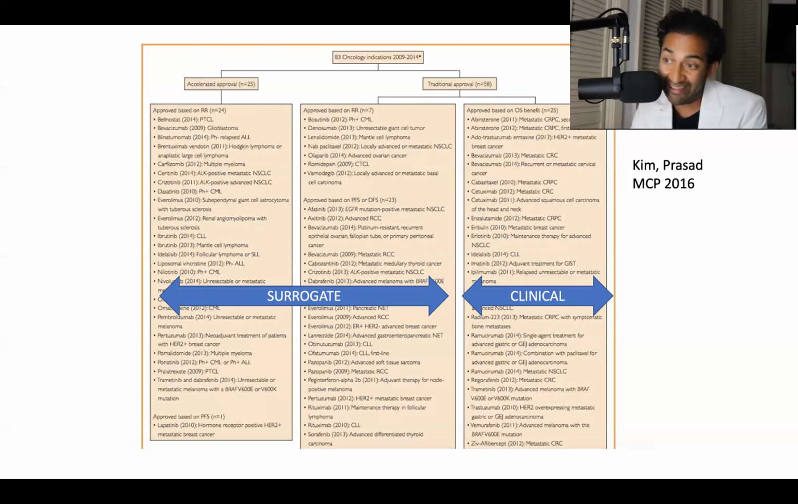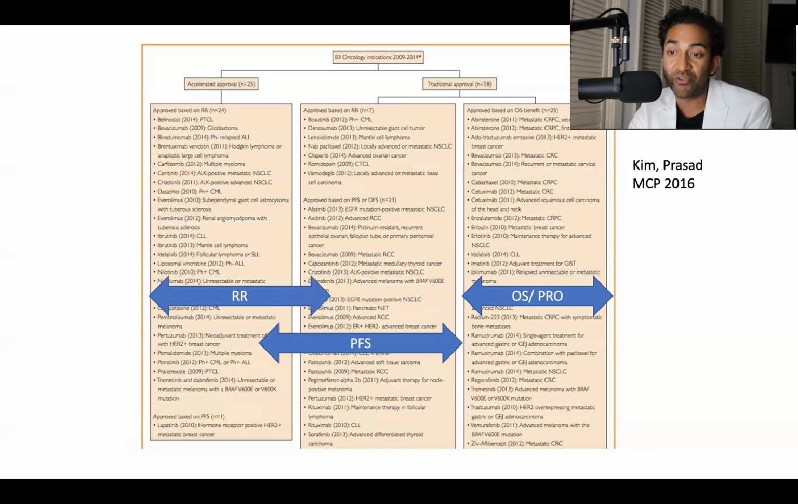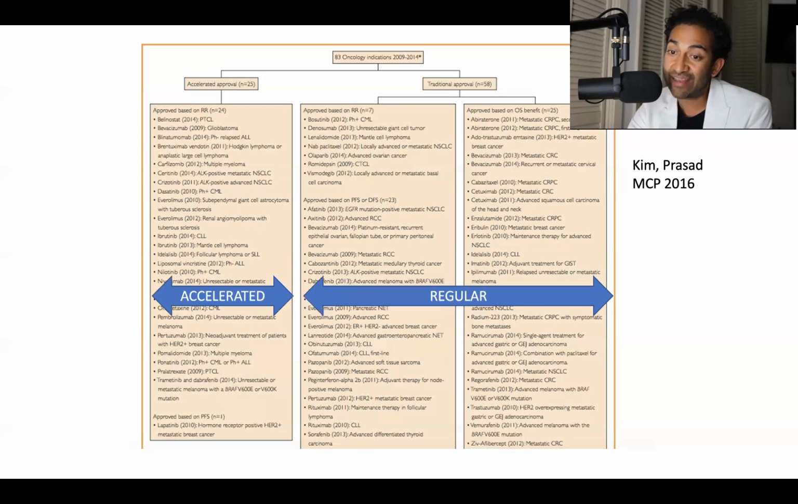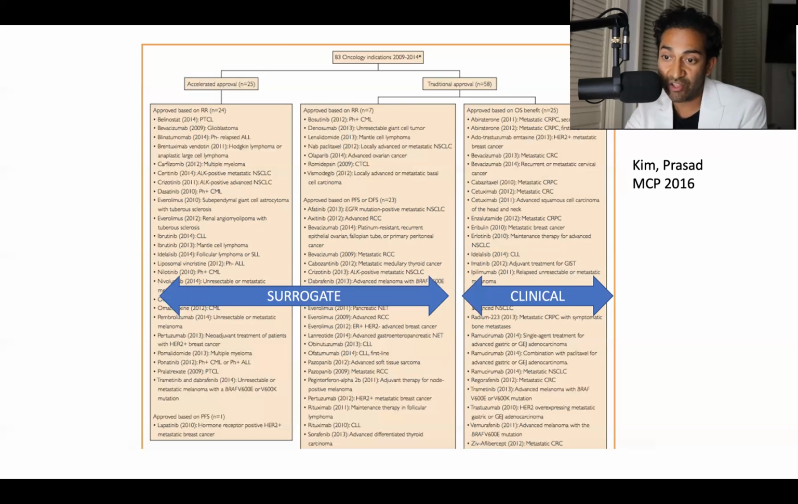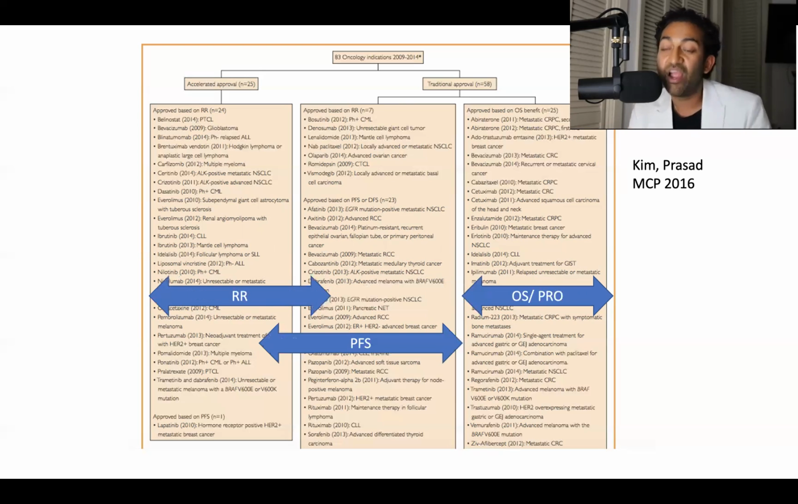You might think that they should have been two-thirds accelerated approval. And in fact, some people like myself would say that probably ought to be the case, but this is the way it is. We got two-thirds surrogate, one-third clinical, and we've got one-third accelerated and two-thirds regular. And now the final point, response rate and PFS. When you are an accelerated approval, you are almost always approved on the basis of response rate.